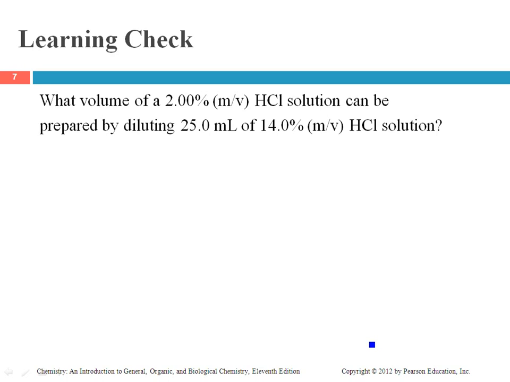We're using our mass volume units for this problem, and we want to know the volume of a 2% HCl solution prepared by diluting 25 mL of a 14% mass volume HCl solution. Okay. So if we look here, we can write out C1, and this time we're looking for V2. We're asked for what volume can be prepared. Okay, so we're looking for V2.